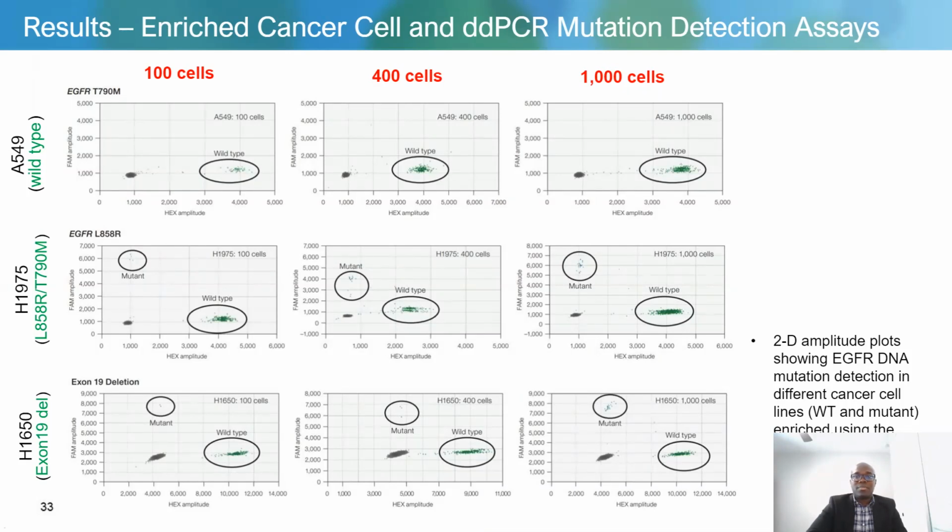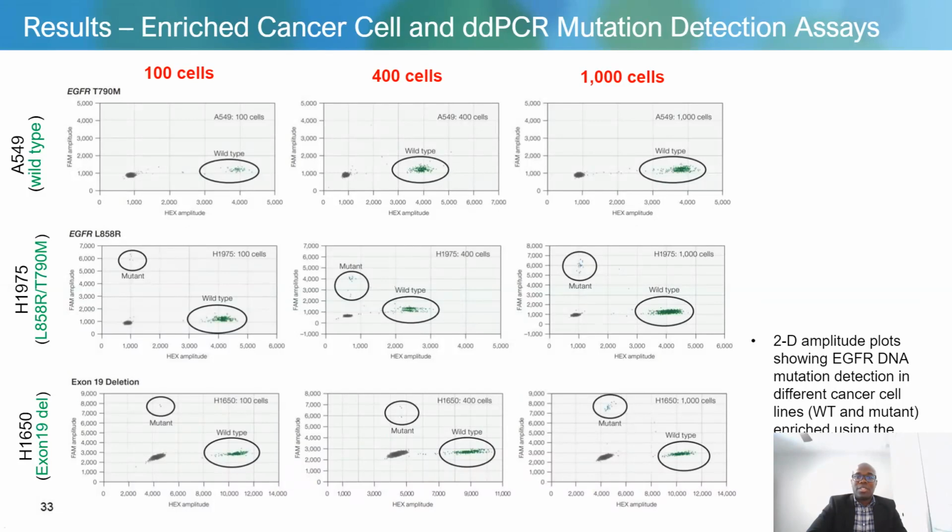We show a 2D plot of lung cancer cells spiked in blood followed by DNA extraction, which shows the H1975, which has the mutations EGFR T790M and L858R. We also showed cells with H1650, which shows the exon 19 deletion, and the A549 cells, which are the wild type, with different concentrations of cells collected from the rare cell isolation steps using the Genesis system with Cell Select slides. The cells, as we can see, are numbered from 100 cells, 400 cells, and 1000 cells, and these were recovered and we ran the mutation detection assay on them.